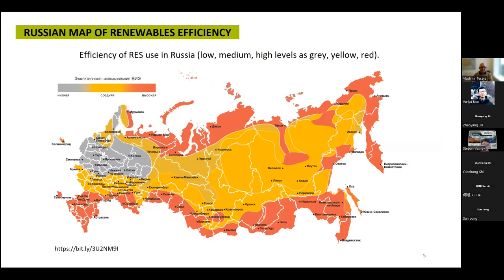According to the energy strategy of Russia, despite the fact that the country is almost not presented in the world energy market based on renewable energy, it will not remain aloof from this direction of development. This slide represents the renewable potential available in the country. Low, medium, and high levels of renewable potential use efficiency on the territories of Russian regions are marked as gray, yellow, and red. It can be said that the country has quite favorable conditions for the functioning of renewable sources, especially in the southern and far eastern regions.